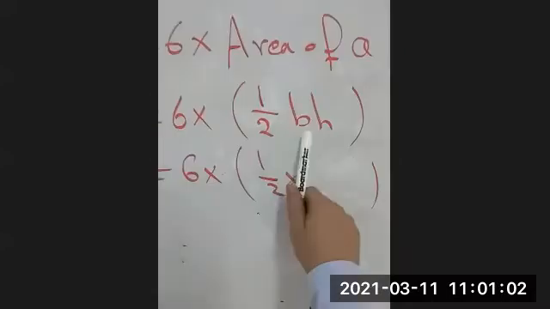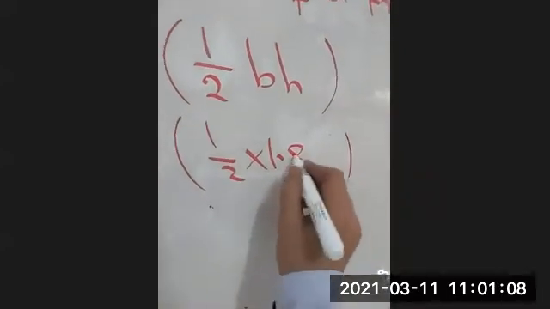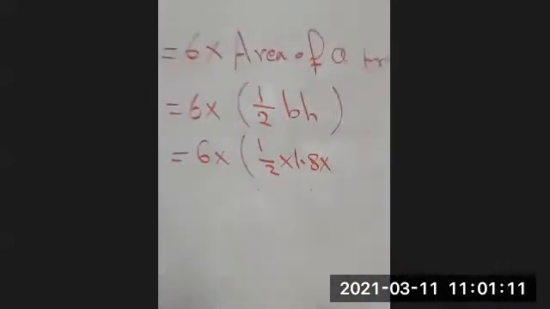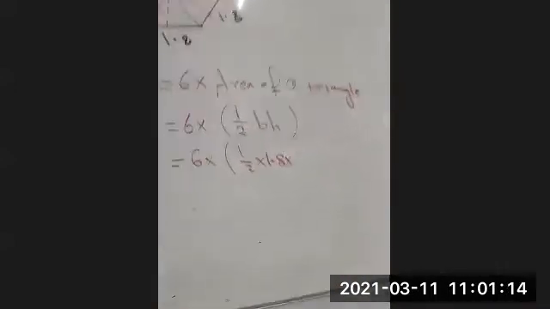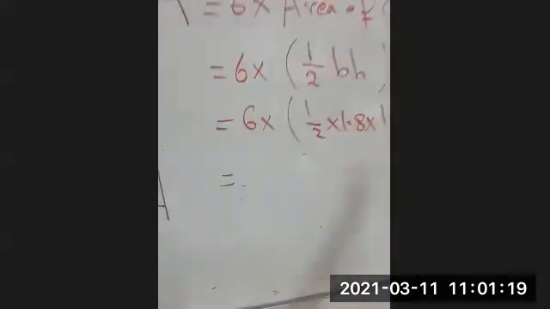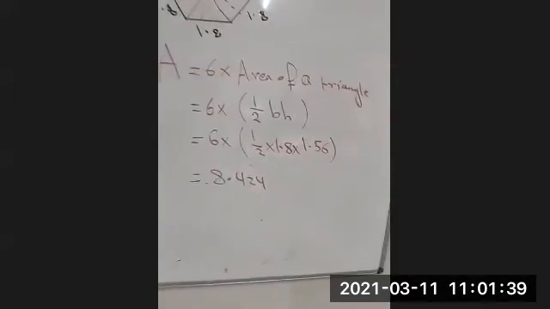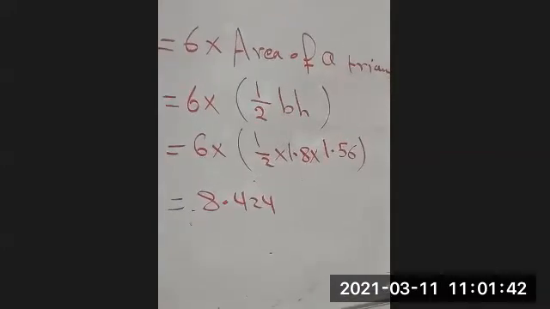Half multiply. What's the base? 1.8. What's the height? 1.56. Now, if you put the numbers correctly, use your calculator with one click. We have 6 multiply half multiply 1.8 multiply 1.56. The answer is 8.424. Now look at the board. This is the answer. Okay, Omar?